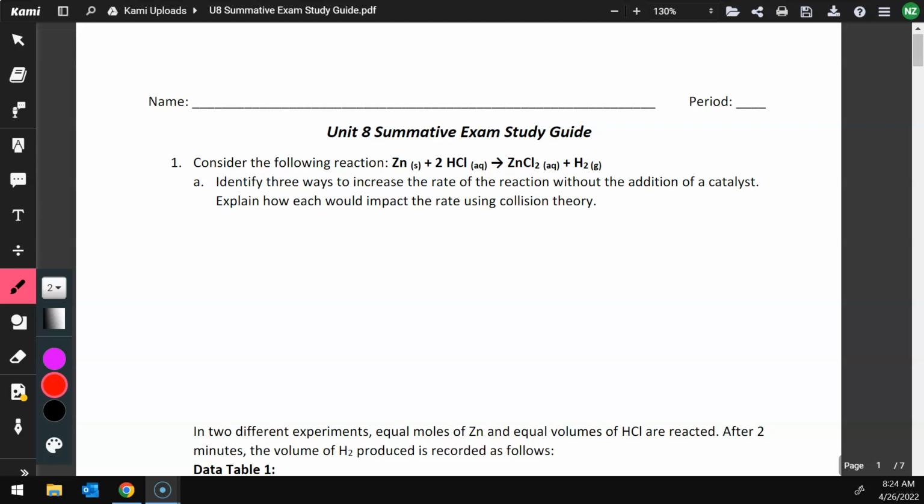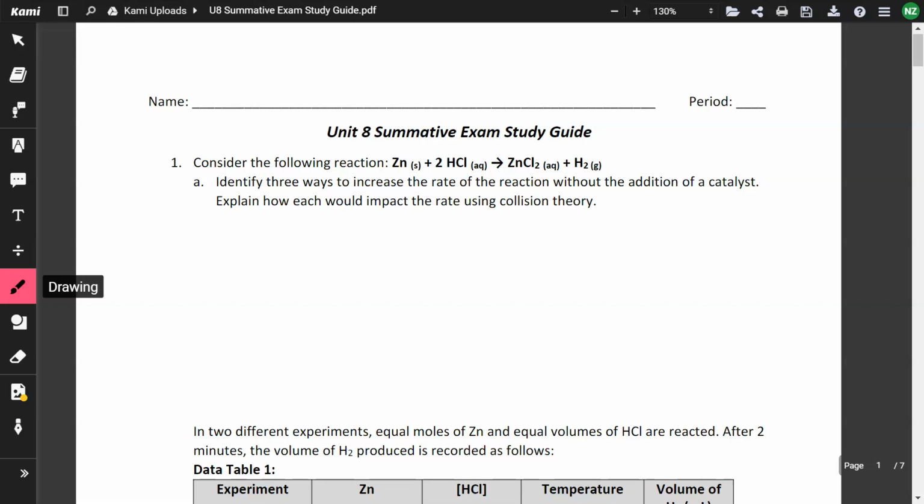All right, buckle up. We're going to go through the entire Unit 8 study guide. So this covers equilibrium, kinetics, acids and bases. It's going to be a lot of fun.